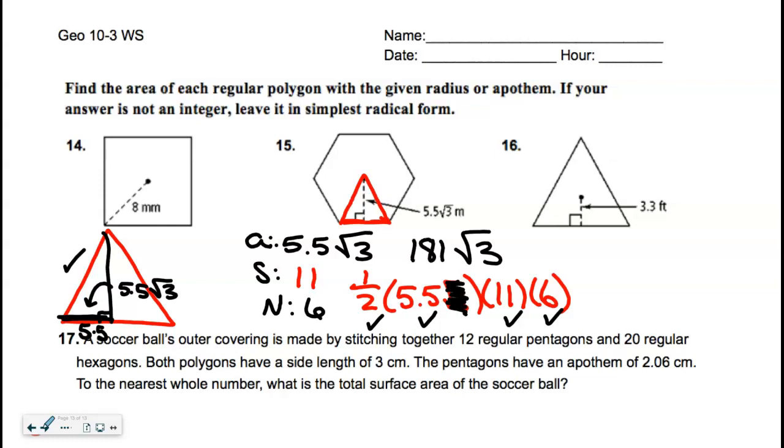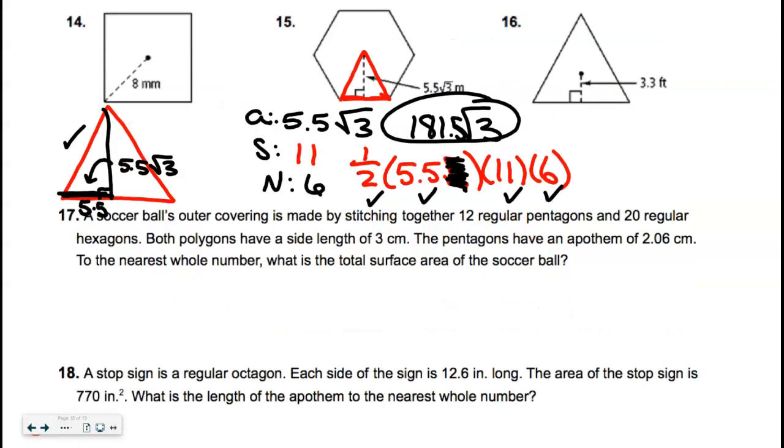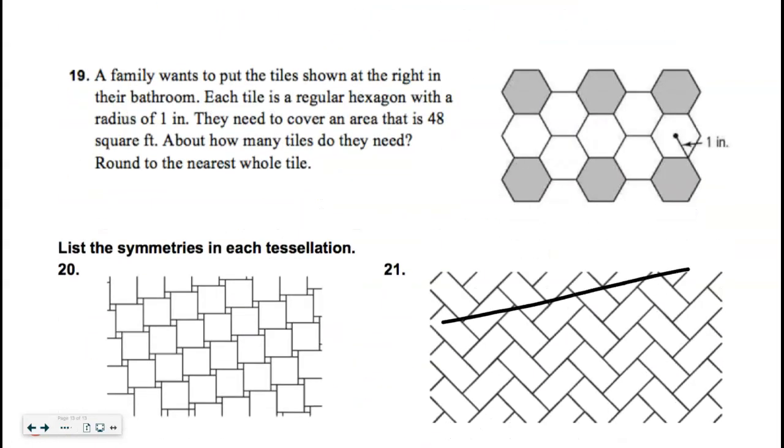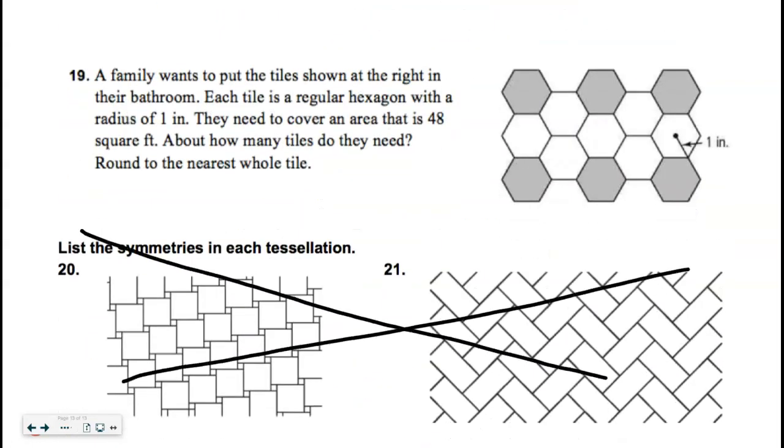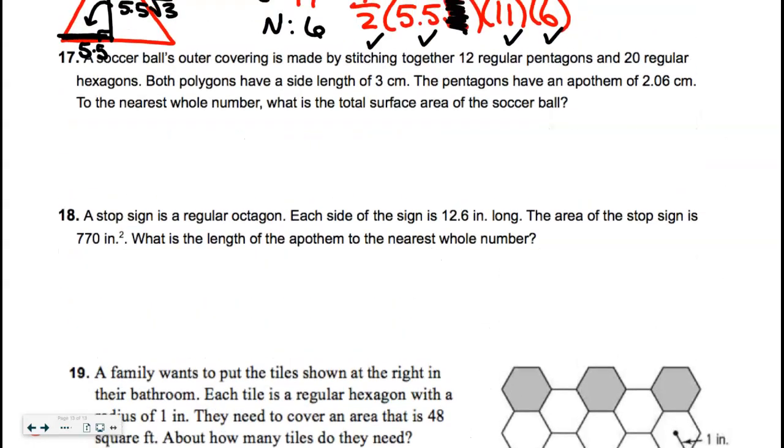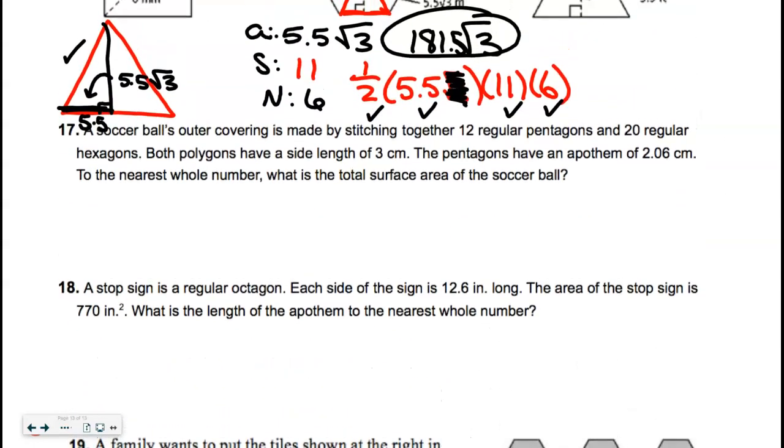181.5. And we kept the square root in our answer. Okay? One last one together because you're not going to do these. They're from a section we skipped last chapter, so you don't need to do those. We are going to go do the soccer ball. Okay?